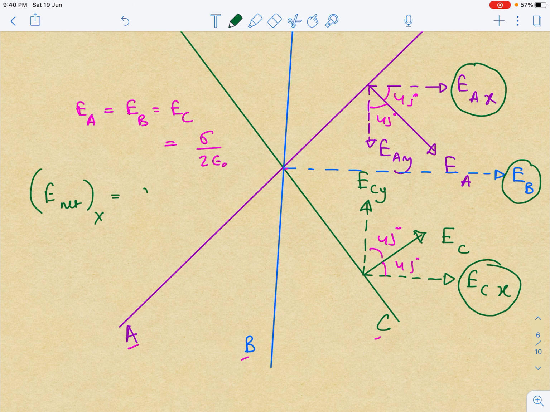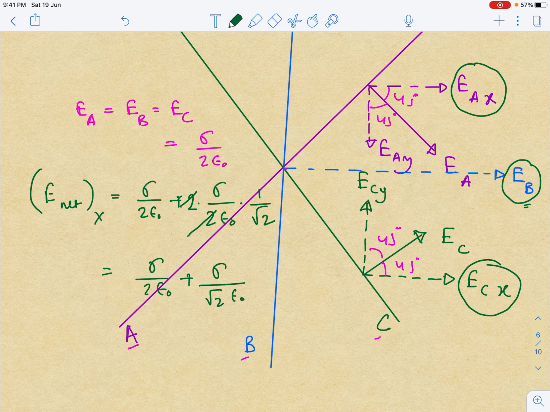So it will be how much? Sigma by 2 epsilon naught, that is because of EB. And for these two, cos 45 degree means 1 by root 2. So for these two, I will write simultaneously 2 into sigma by 2 epsilon naught into cos 45 degree, which is 1 by root 2. So it will be sigma by 2 epsilon naught plus sigma by root 2 epsilon naught. That is E net X. But more than the value, the direction is important. So the direction is coming to be along X axis.